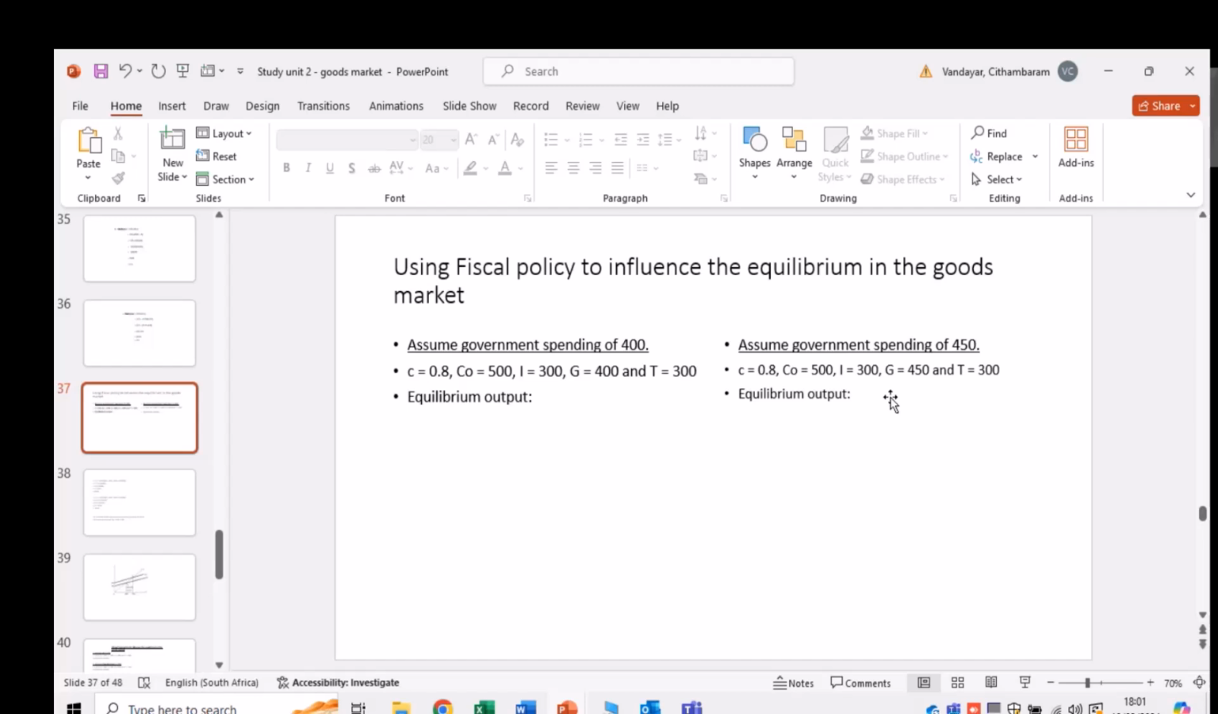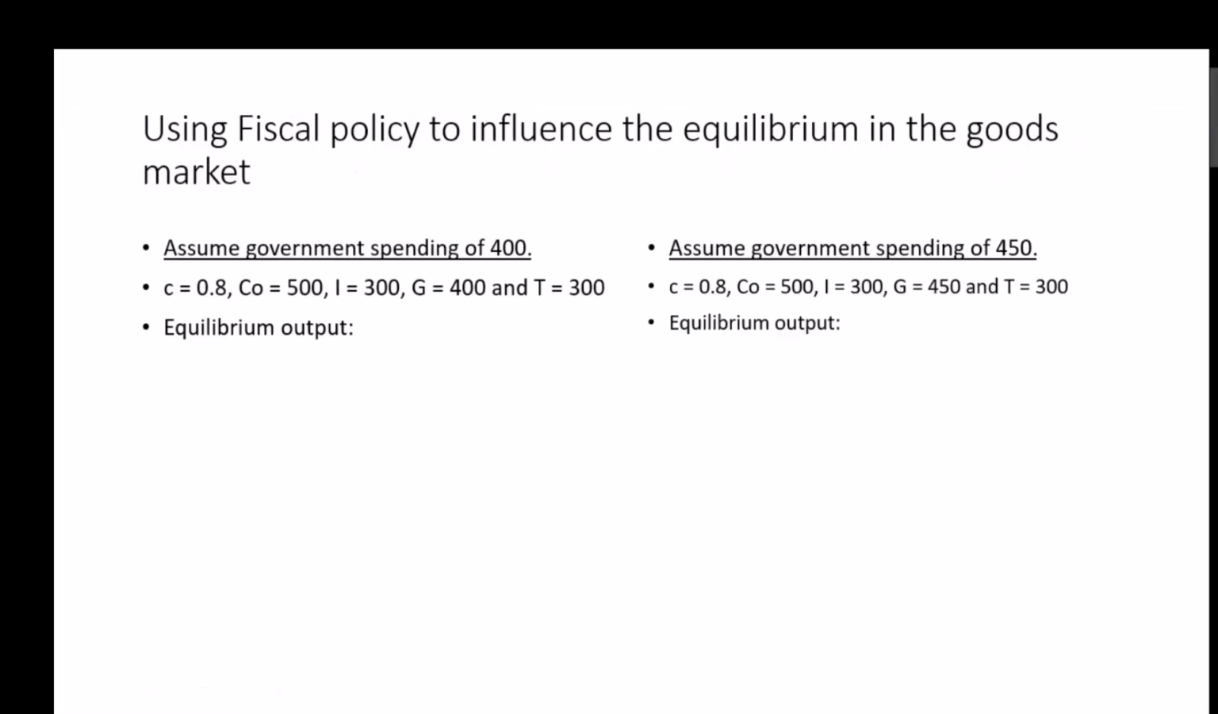You want to do this? Yes, please. And go on. So we assume government spending is 400. What is the answer? It's 4,800. 4,800 is correct. Go on to the second one. It's 5,050. Very good. Anybody else have the answers? I have the answer, sir. I got the same answer. All right. 4,800. That is the first one. The second one I've got 5,050. Good. Very good. There's your solution.